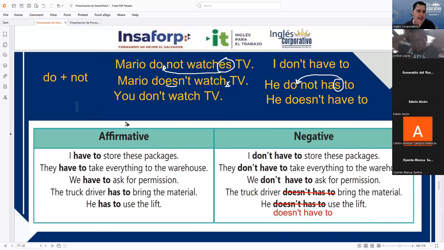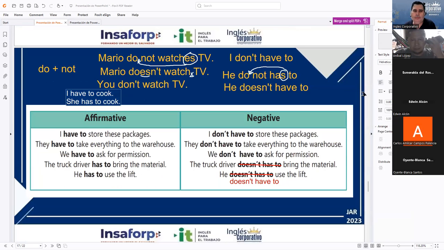Affirmative, I have to, he has to. I have to cook. She has to cook. Negative. Sorry, I'm going to change color. Negative. Let's use first I. I don't have to cook. He doesn't have to cook. Okay. He doesn't have to.